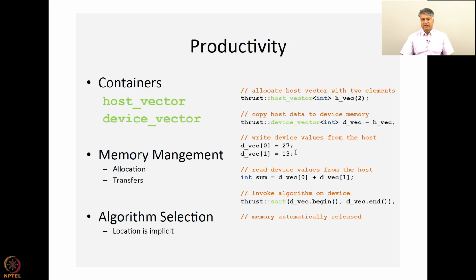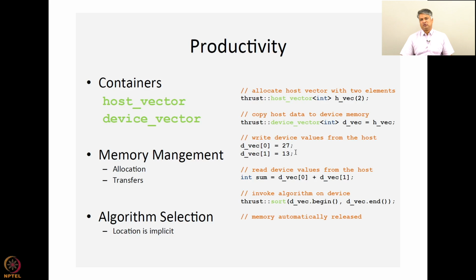So you essentially have data containers such as the host vector and device vector. It allows you to do memory management like allocations and transfers. And then it also allows you to select certain algorithms which are already there. For example, the sorting algorithm that we did.